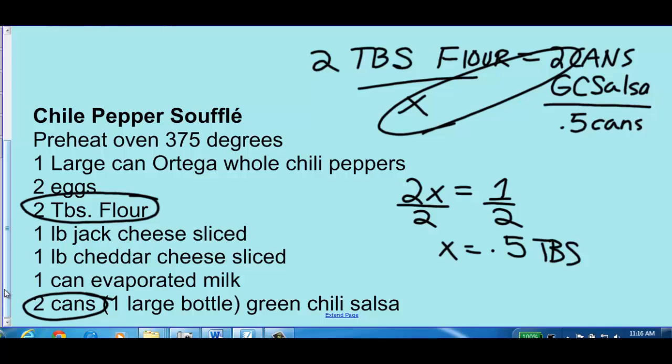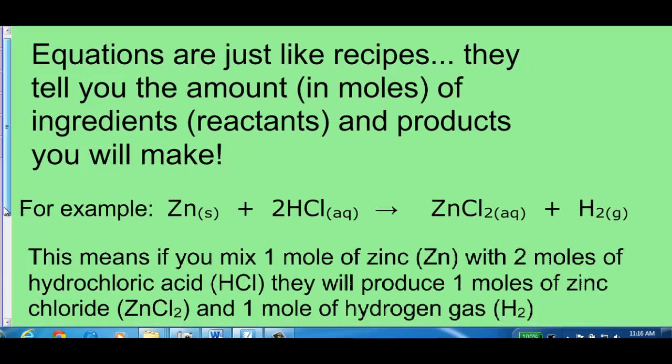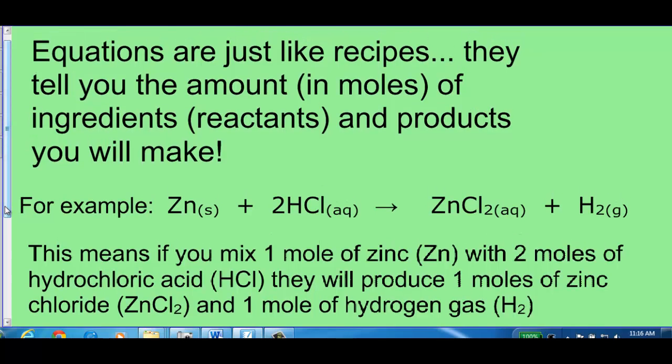Now, again, chemistry's cooking anyway, and cooking's chemistry, so if you're a good chemist, you're a good cook, and vice versa. But how this relates to equations is that equations are really just like recipes. They give us the ratio of ingredients that we need and the ratio of products that will be produced, except we read them not in cups and tablespoons, etc. We read them in moles.